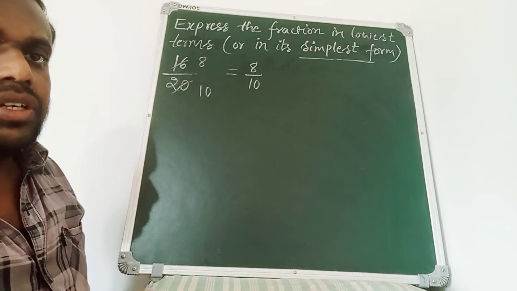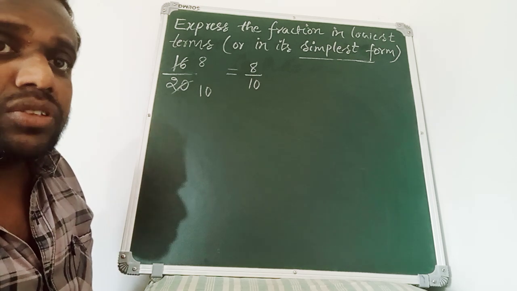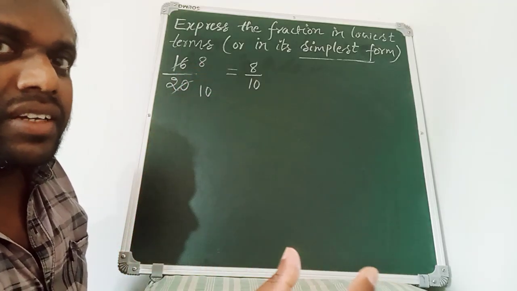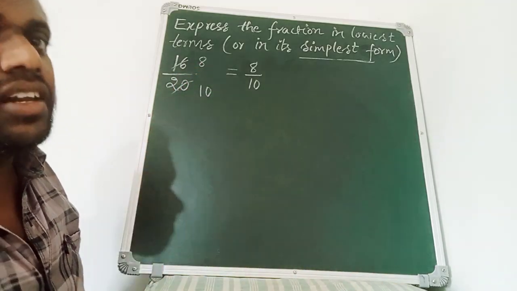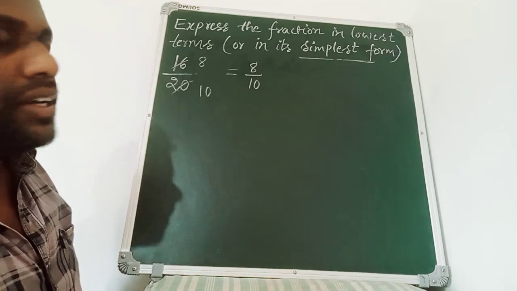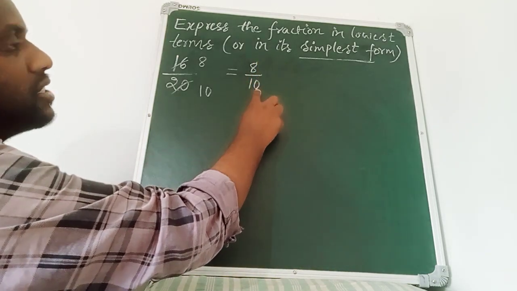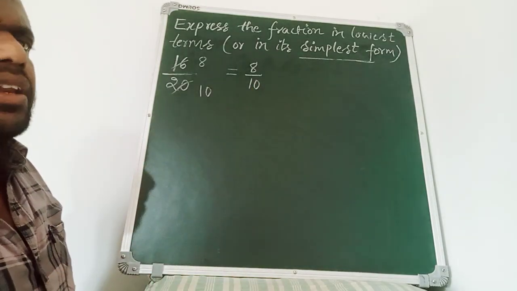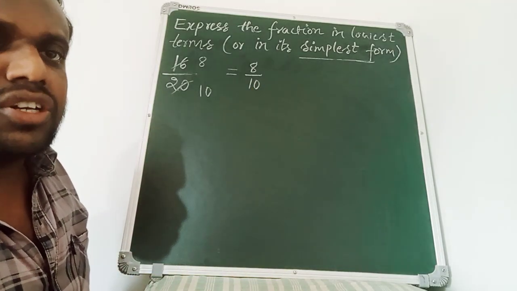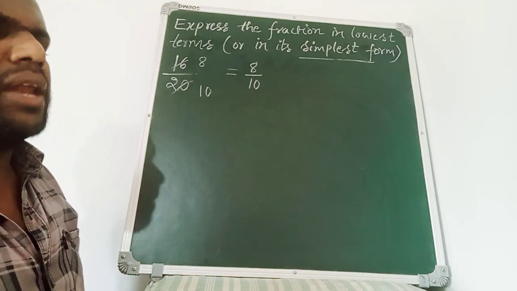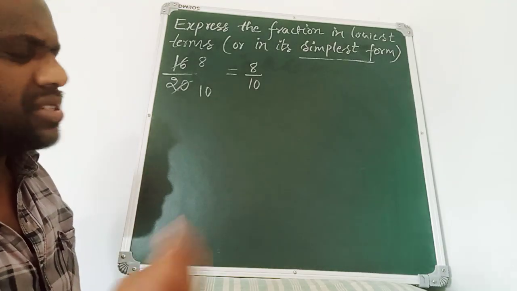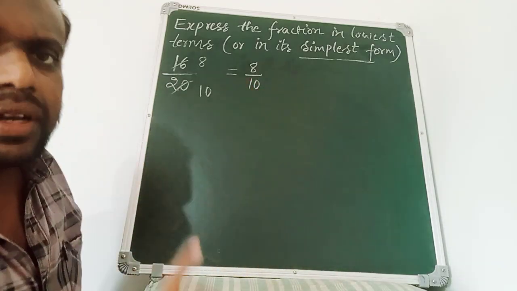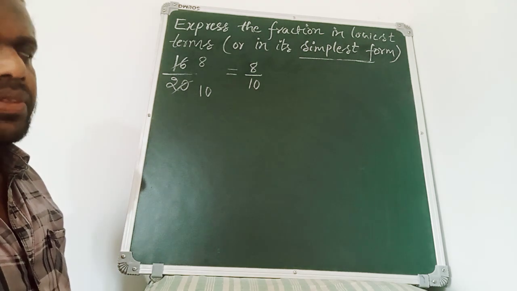You have to think again. Is there any single number that can divide both 8 and 10 completely? Just think about any number. It is not a strict rule that it should be 2 only. It can be 4, 5, 6, any number. You take any number that divides both 8 and 10 completely without any remainder.